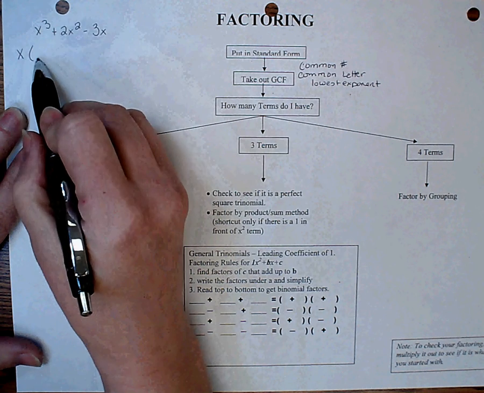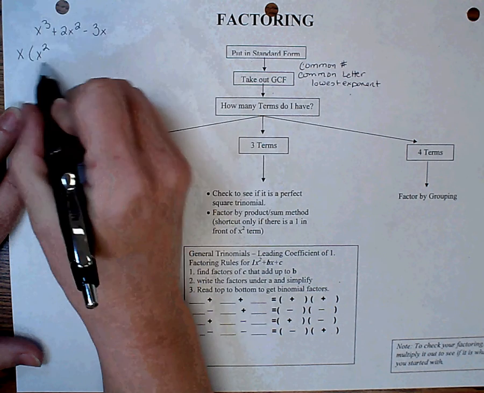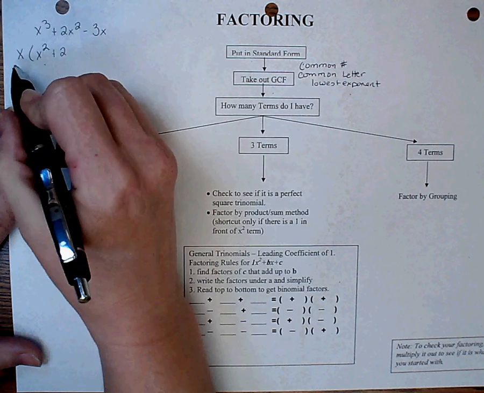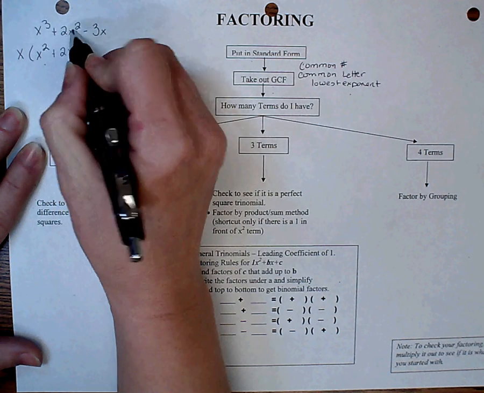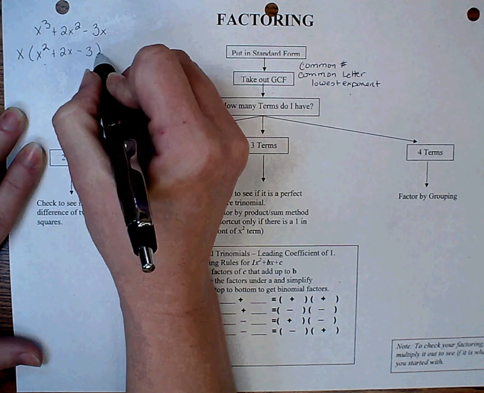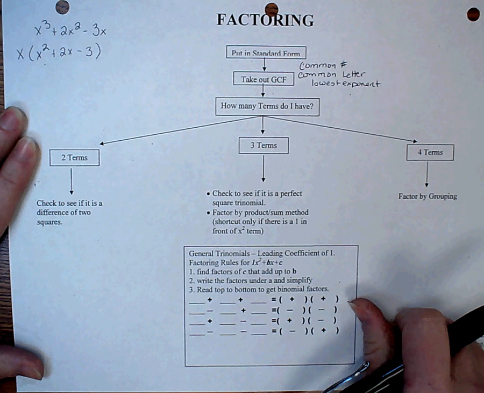X times what will give me x to the third? X squared. X times what will give me 2? That would be a 2. X times x gives me x squared. X times a negative 3 will finish the problem. That's factoring out the GCF.